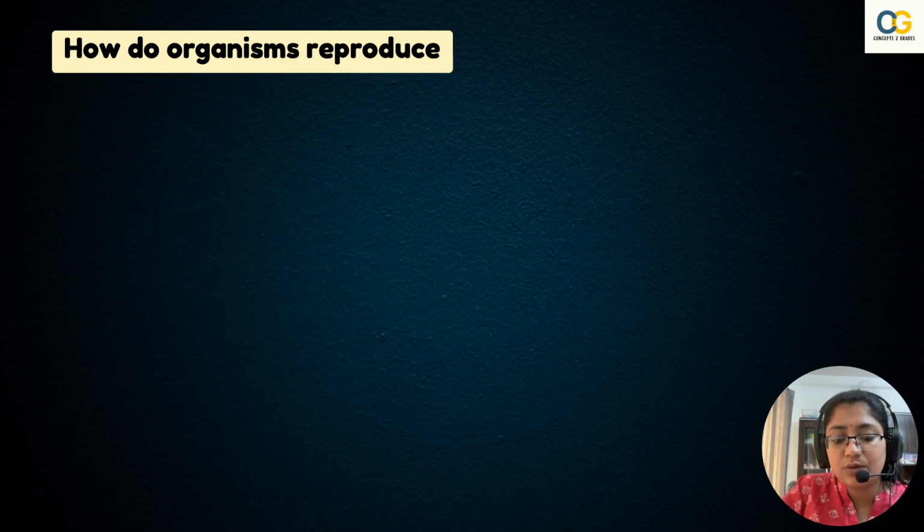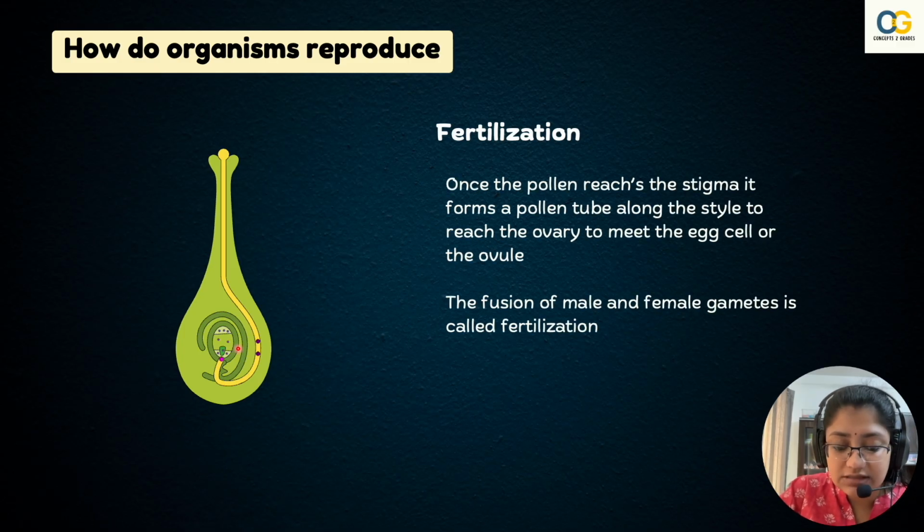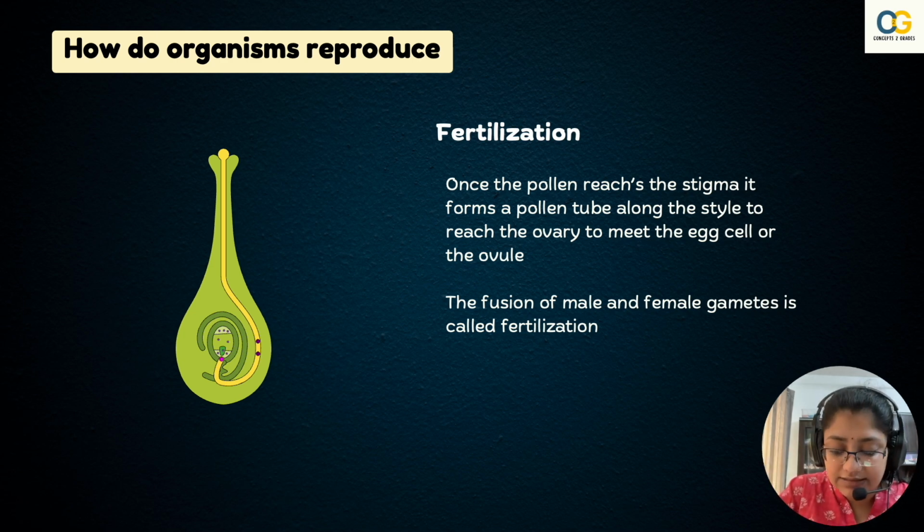Now once the pollen has reached the stigma, it forms a pollen tube, which helps the pollen go into the ovary to reach the egg cell. When the egg cell and the pollen meet, and the male and the female gametes fuse, it is called fertilization.